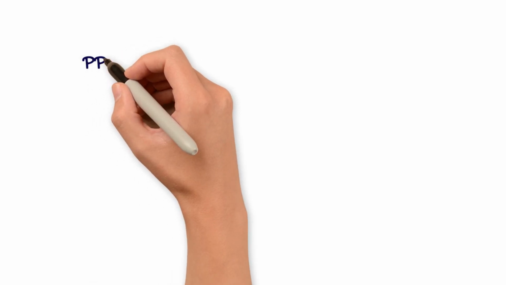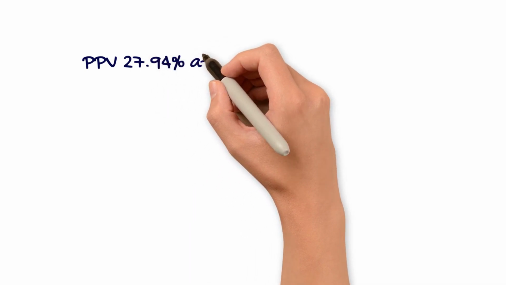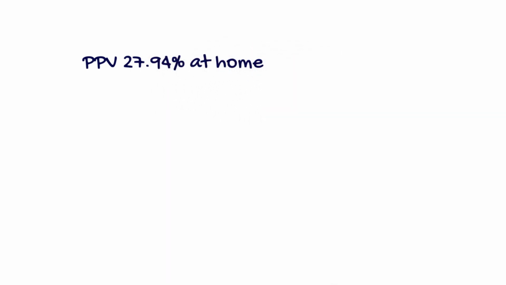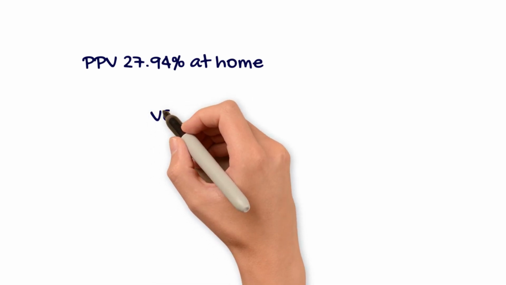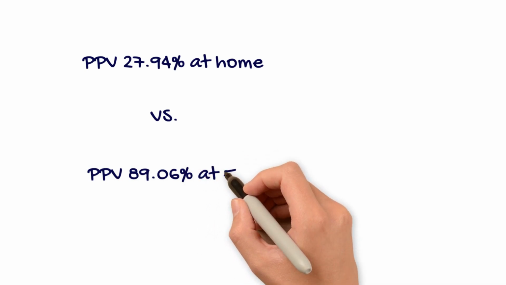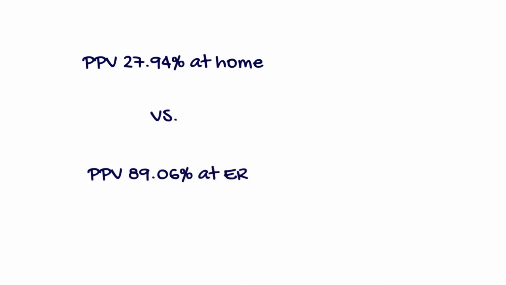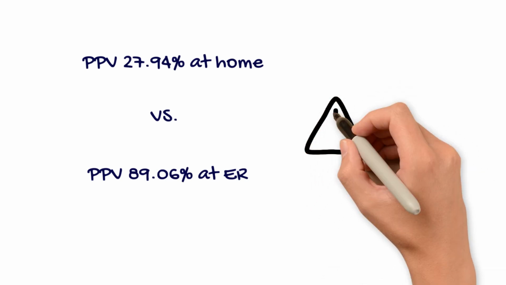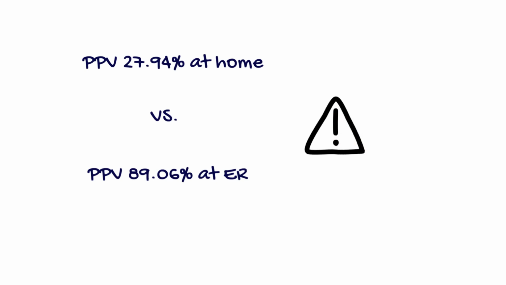In this example, if someone at home tests positive for COVID-19 using the saliva test, there is a 27.94% chance they actually have the disease. While if someone at the ER tests positive, there is an 89.06% chance they actually have the disease. The positive predictive value is lower for the people tested at home than for the people tested at the ER, because the prevalence of COVID-19 in the population being tested at home is lower than the prevalence in the population being tested at the ER.